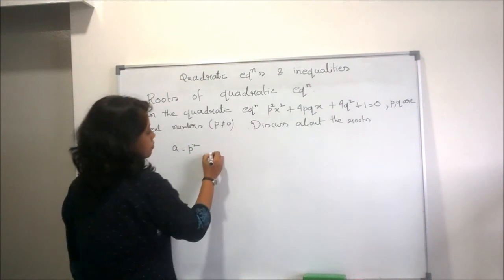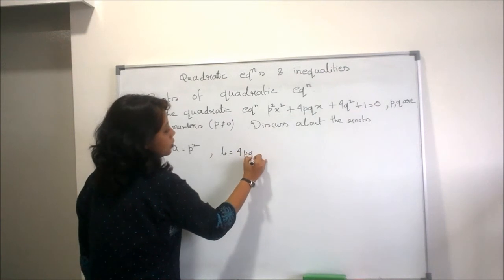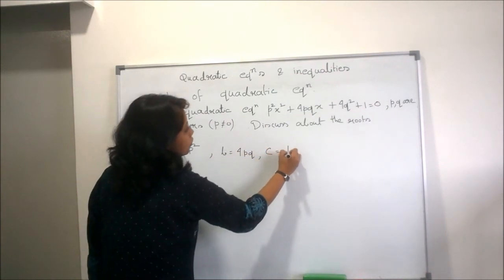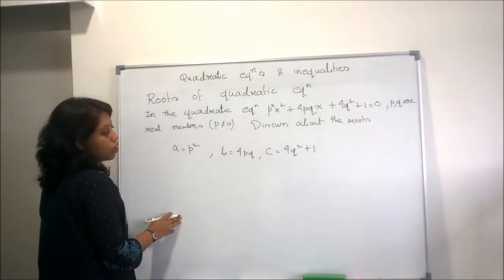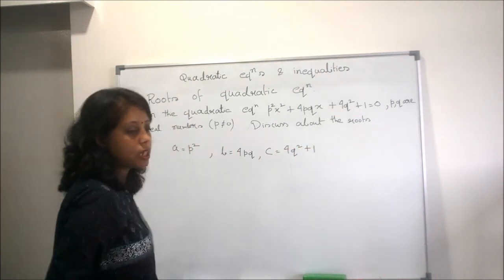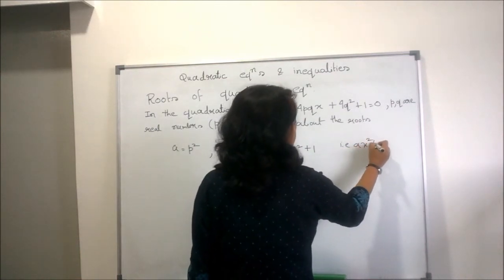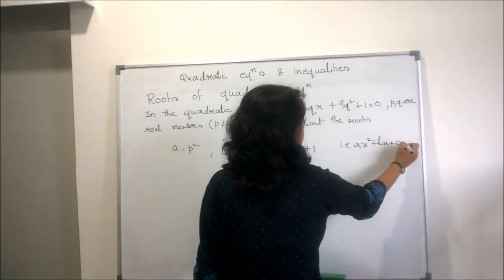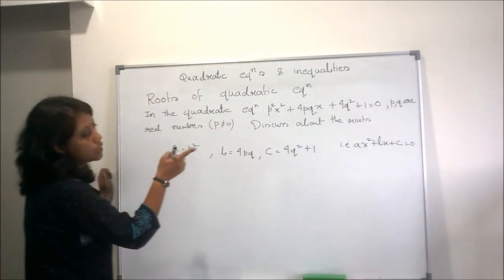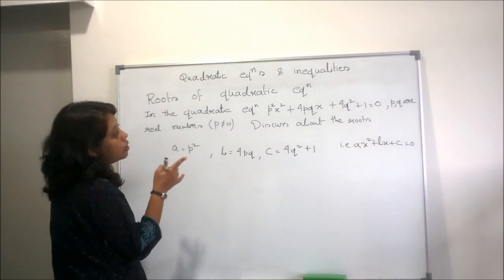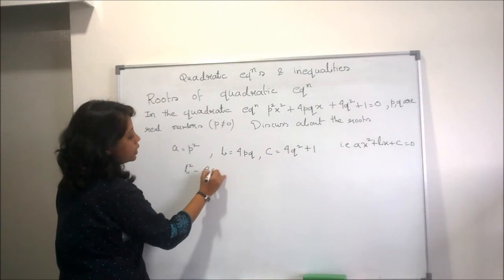B is 4pq and C is 4q square plus 1. Comparing with the general equation of quadratic equation, that means ax square plus bx plus c is equal to 0. So here for that general equation the discriminant is b square minus 4ac.